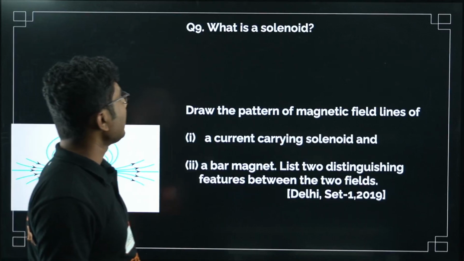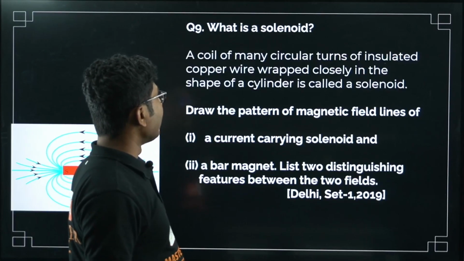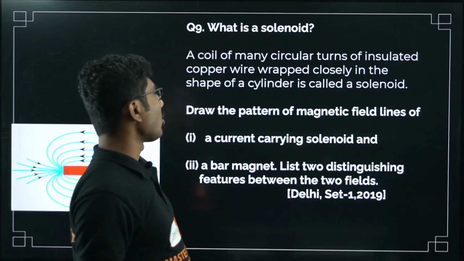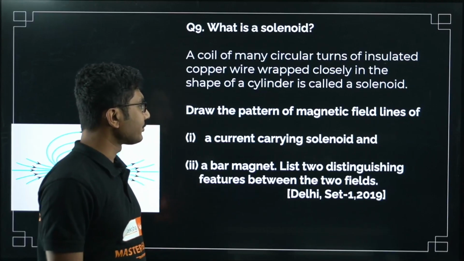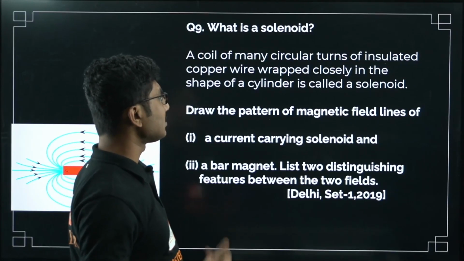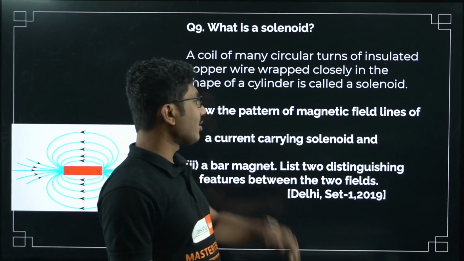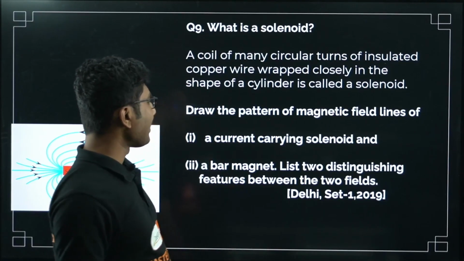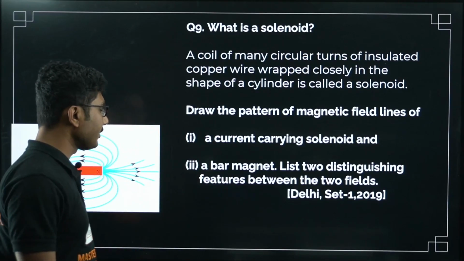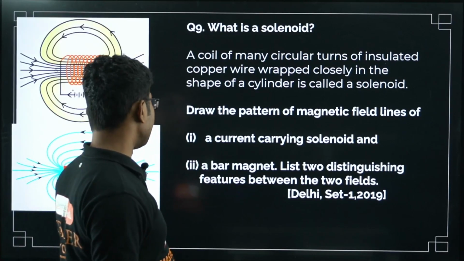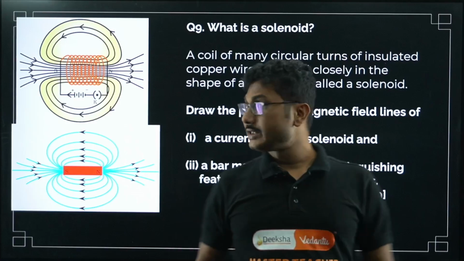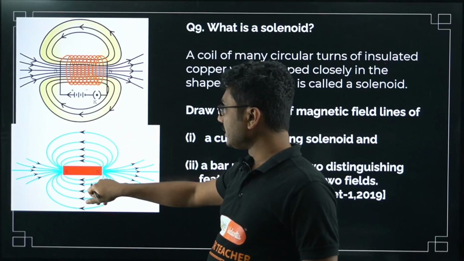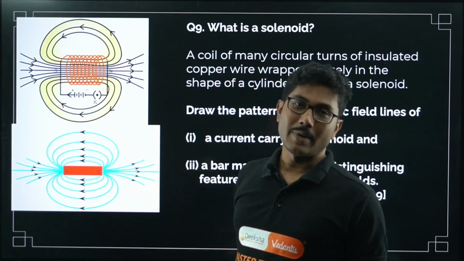Now next question. What is a solenoid? A coil of many circular turns of insulated copper wire wrapped closely in the shape of a cylinder is called a solenoid. Draw the pattern of magnetic field lines of a current carrying solenoid and a bar magnet. List 2 distinguishing features between the two fields. So first of all, this is the magnetic field lines due to a solenoid, and this is the magnetic field lines due to the bar magnet.